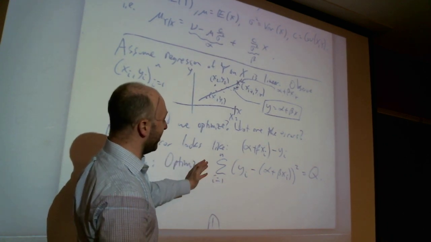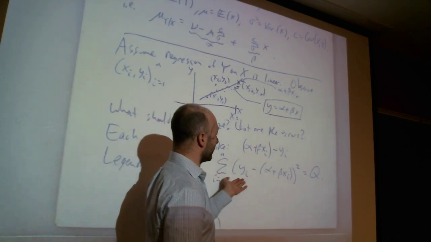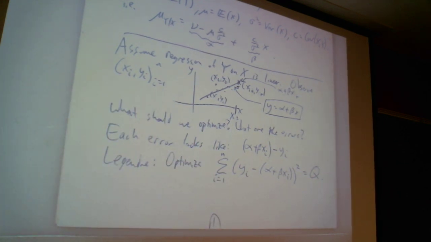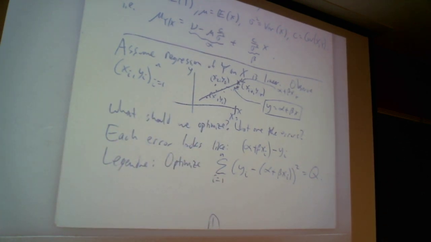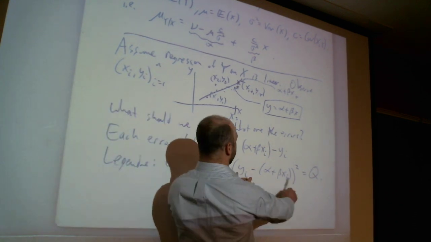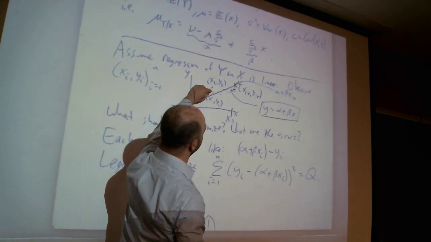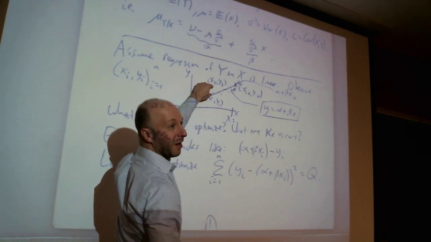You could put a 1 over n, you could say the average, but it doesn't matter. It's just some constant times this thing. We're trying to minimize this thing. Is that clear? Is that clear how you would come up with this? Is it clear what geometrically this is measuring? So each of these points should be where the line says it is. That vertical distance is the error.